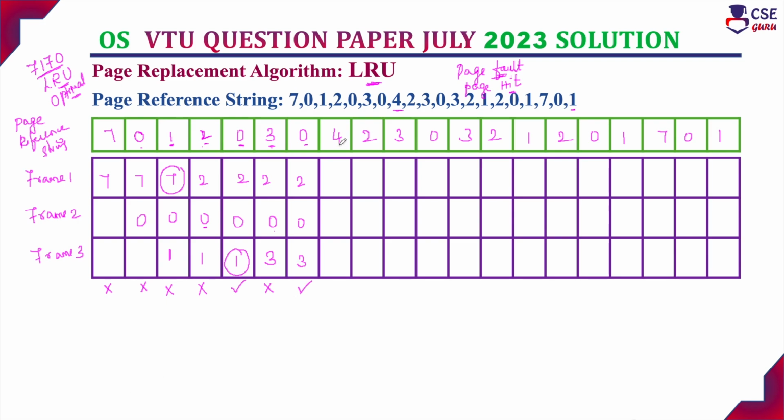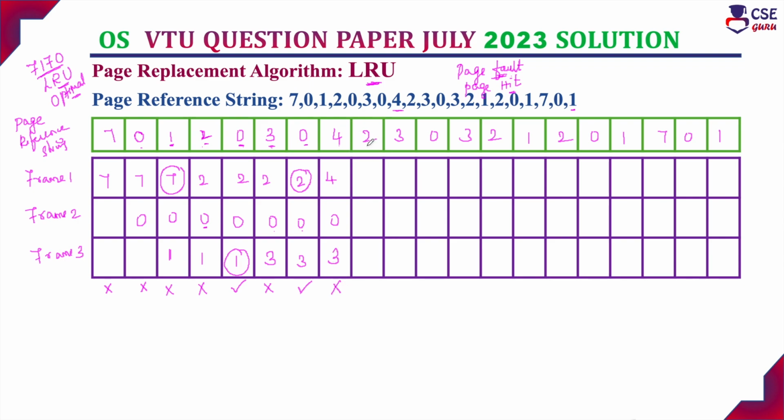Next reference string is 4. 4 is not available in any of these 3 frames. So one page you have to select as a victim page. Recently used is 0 and next recently used is 3. So 0 and 3 you should not replace. So the victim page is 2. 2 will be replaced with 4. Okay, 4, 0, 3, and this is a page fault.